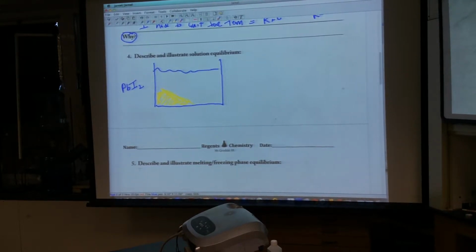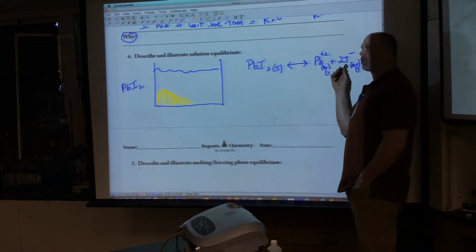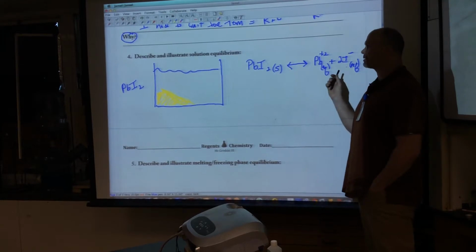Very important. If it is in equilibrium, watch the reaction. PbI2, solid. Notice, party people, I put a double arrow. Becomes Pb2+ plus 2 iodide ions. Now both of these are aqueous. Or as we say in West Hampton, aqueous. Why is it a double arrow? Double arrow is saying to you that we can go forward, or reverse. We can go both ways.